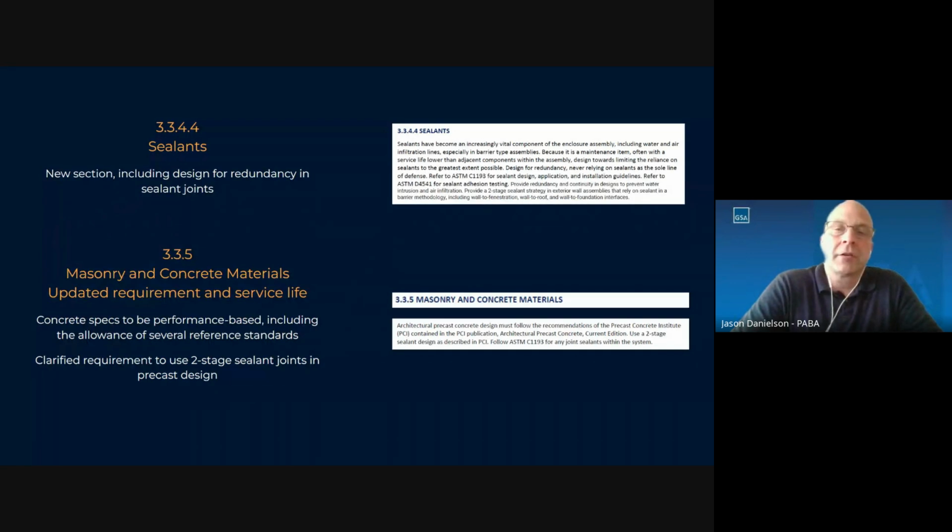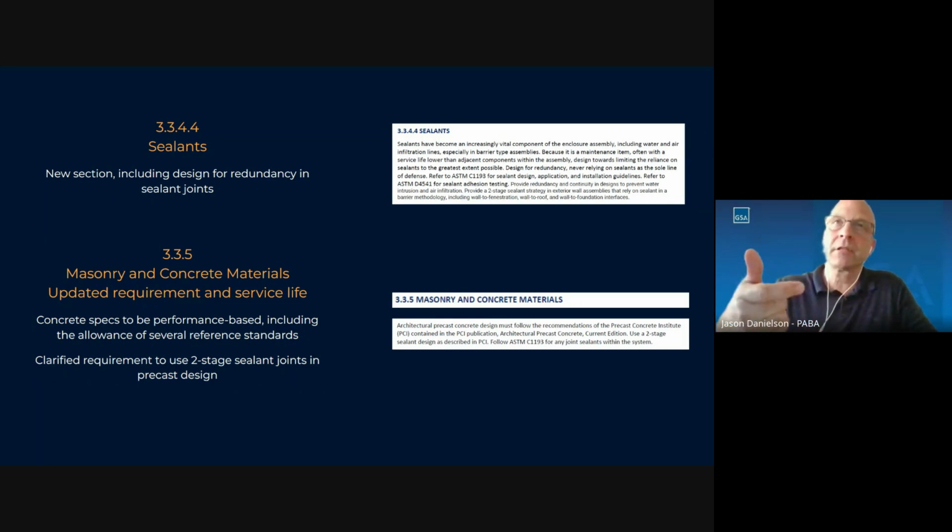3.3.4.4 is a new section that's sealants. And big picture, this is talking about redundancy in sealant joints. We're really starting to rely a lot on sealant joints and trying to become less reliant on that, because it's a pretty significant wear item. This whole section is new. It refers to ASTM C1193.